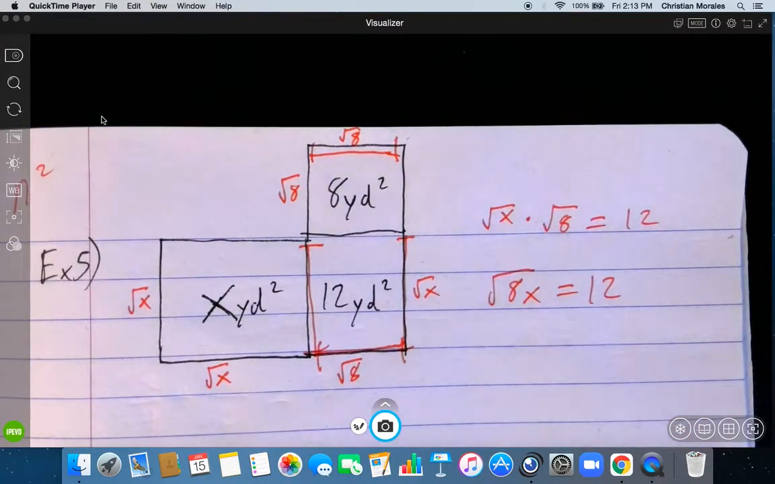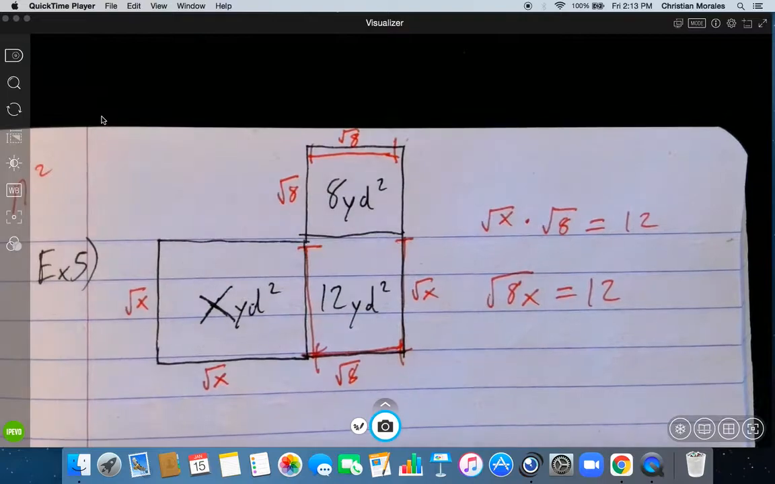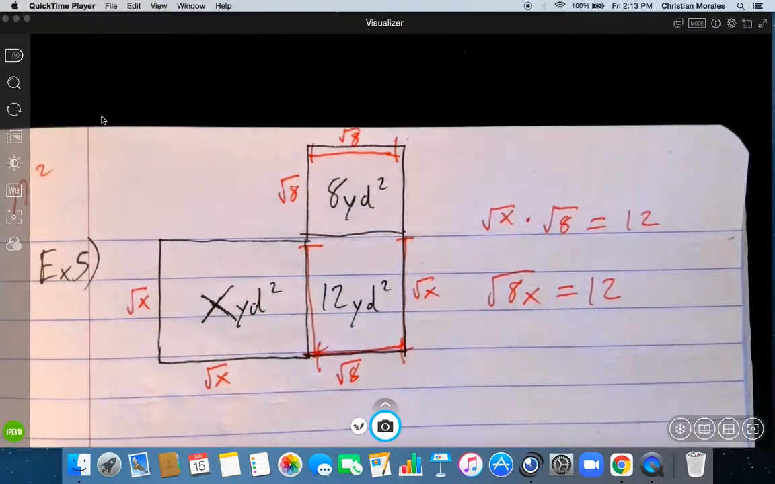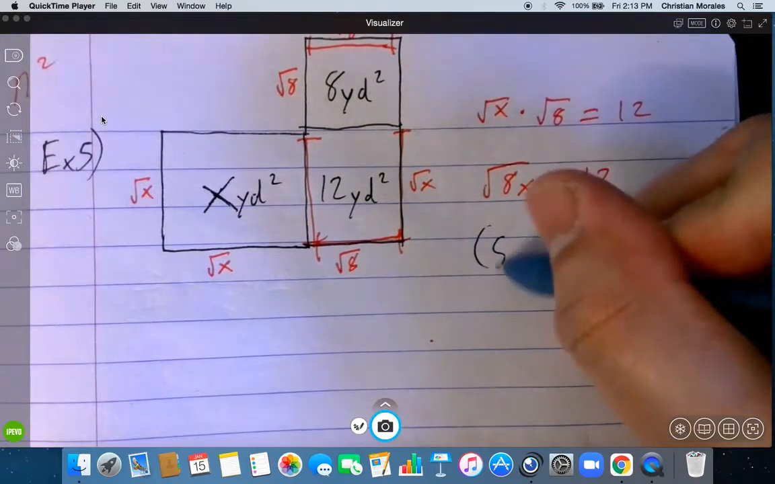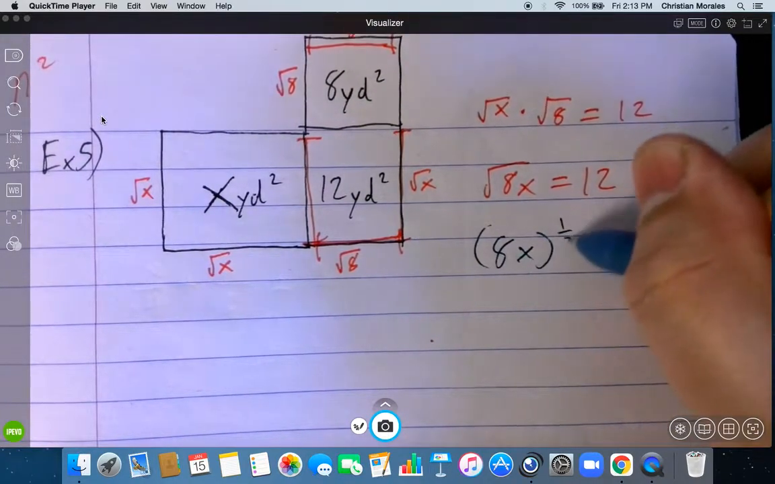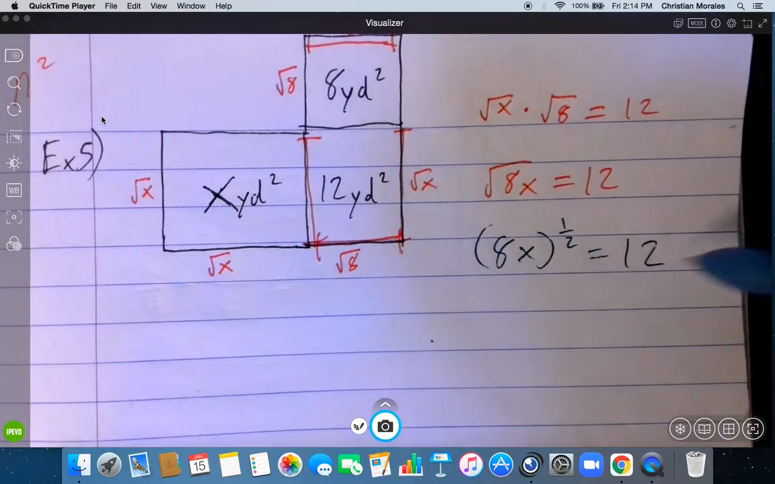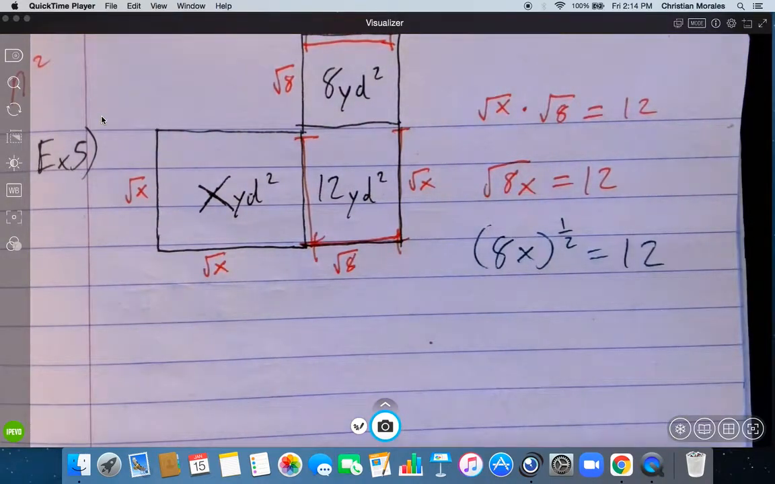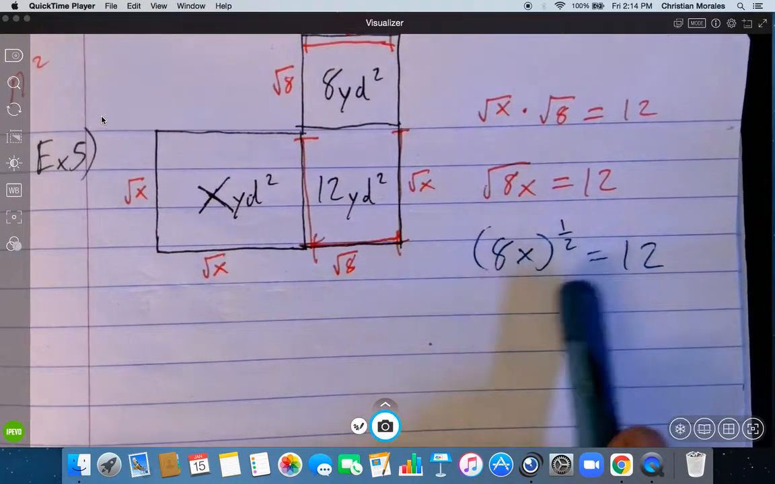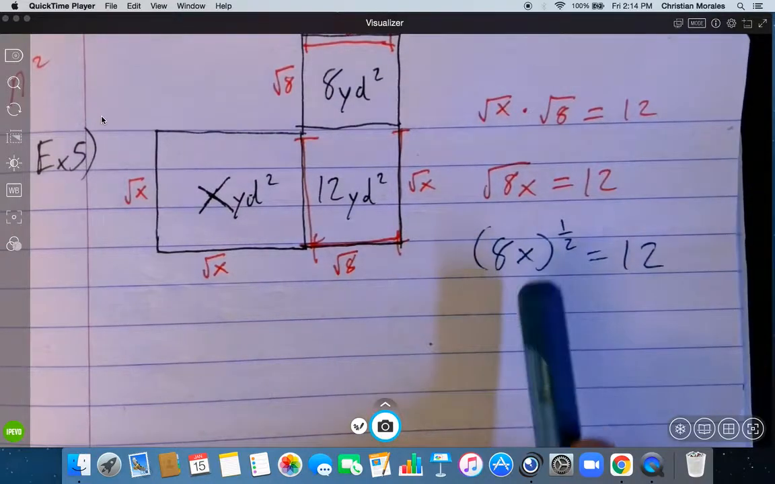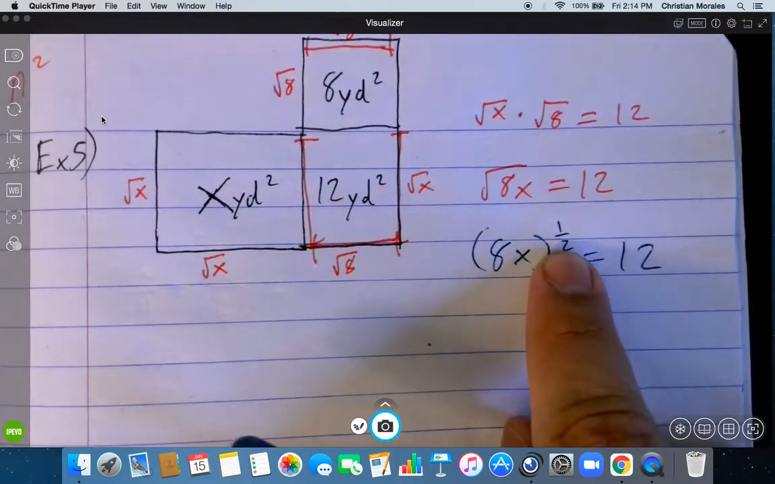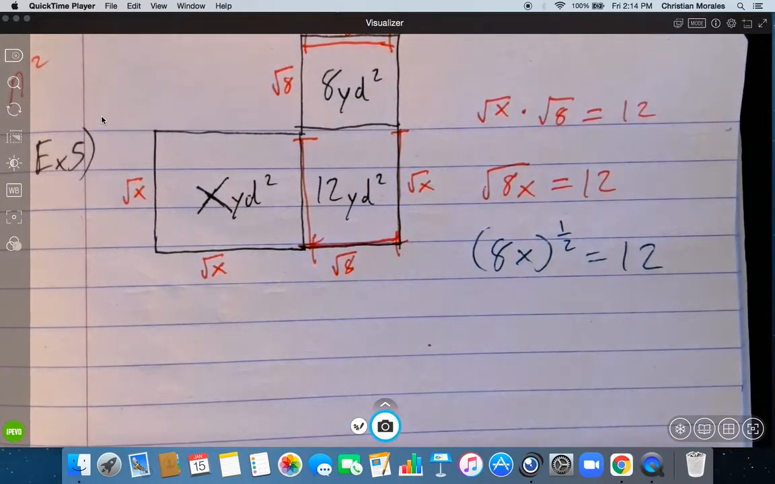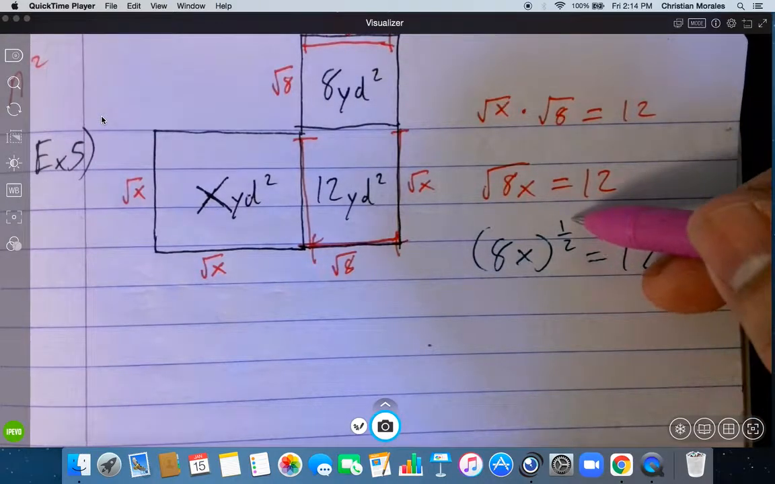Now, to solve this, though, we're going to have to turn it into a fraction exponent. So, this problem becomes 8x to the 1/2 equals 12. Because remember how square roots come from this exponent? 1/2 is a square root. Now, to get rid of this, we're going to use exponents. Now, guess what the opposite exponent is of 1/2?